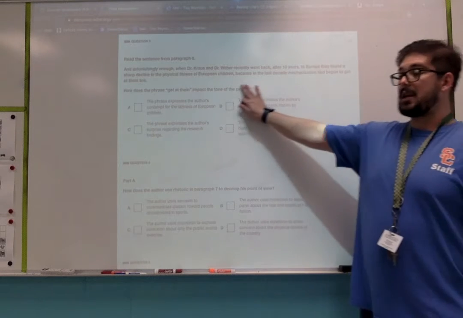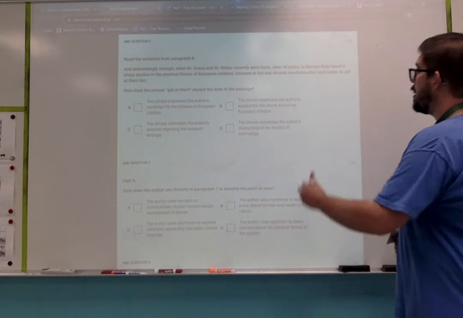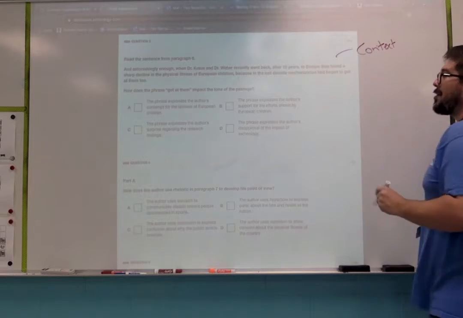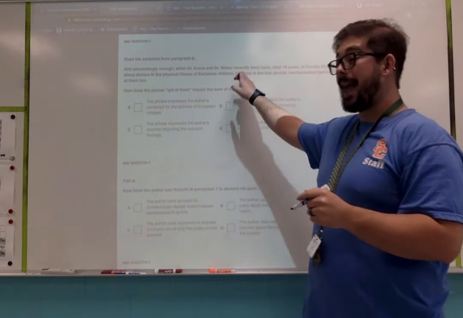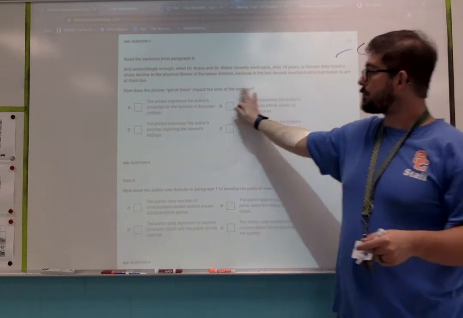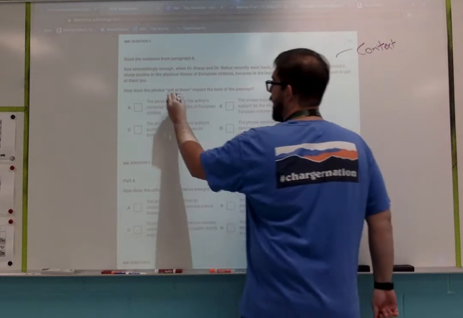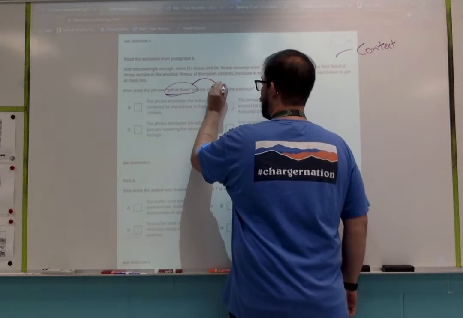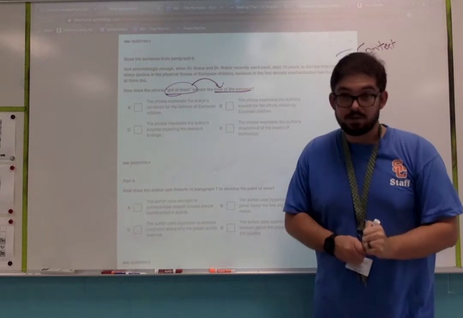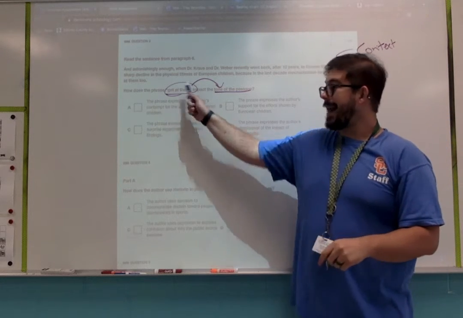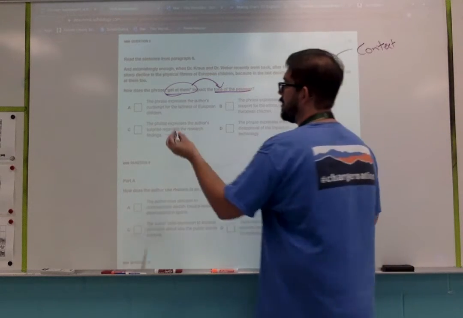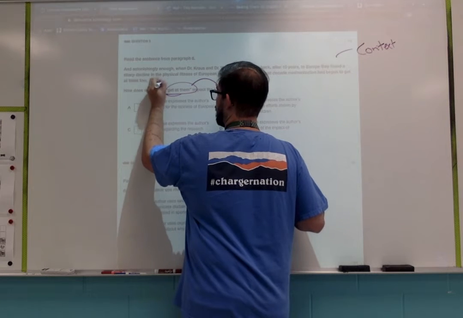So here is another one that we need to make sure that we understand the context. This is another context question, but that being said, we can go ahead and continue on from there. We can actually answer the question just with this, but you do need to make sure that you understand the context of it. So how does the phrase, get at them, impact the tone of the passage? And remember, tone is the feeling that the person invokes in people. Get at them is really very informal language, which is something kind of strange. This is informal language.